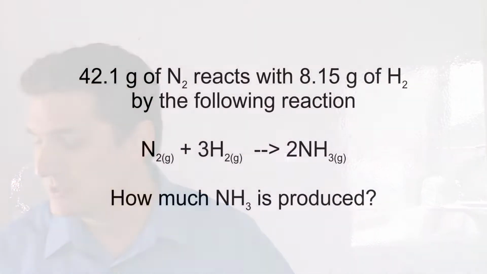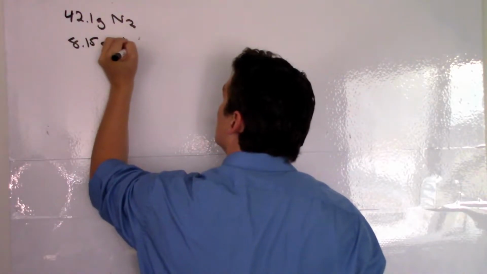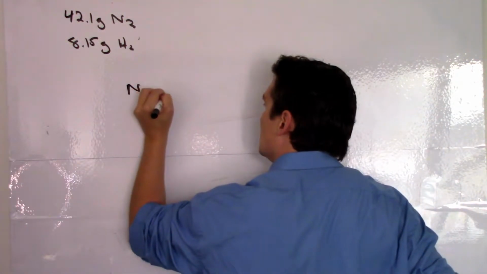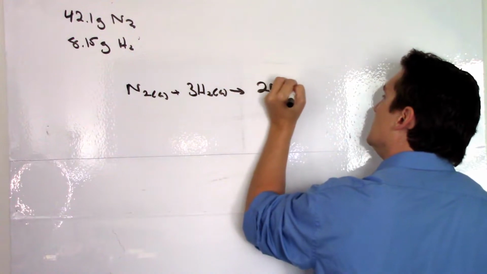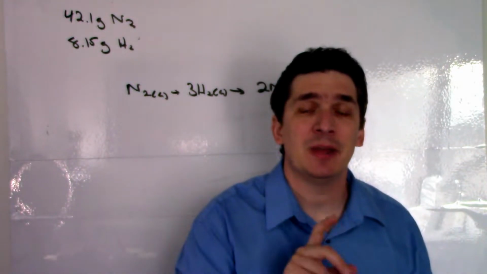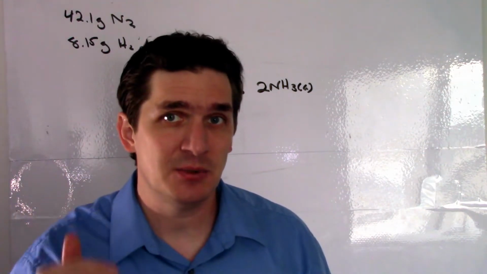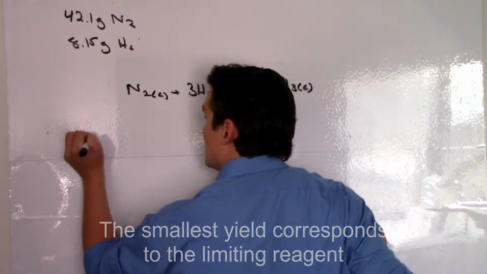This example is 42.1 grams of nitrogen and 8.15 grams of hydrogen. So we'll write that up on the board: 42.1 grams of N2 and 8.15 grams of hydrogen. And we're running this reaction of nitrogen plus hydrogen goes to ammonia, NH3. So in the brute force approach, we're going to calculate the yield based off the nitrogen and the hydrogen both at the same time. And whichever gives us the smallest yield, that's the limiting reagent. In order to do this, we're going to start with our mass of each one.